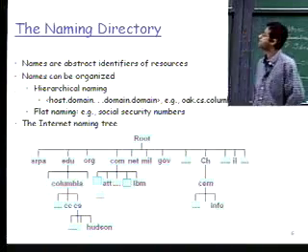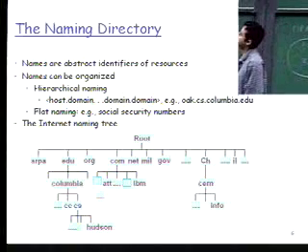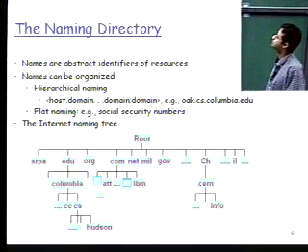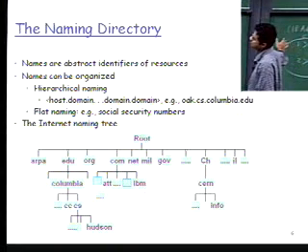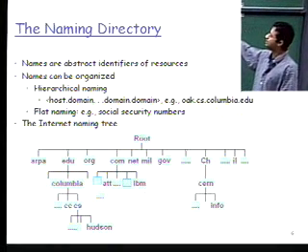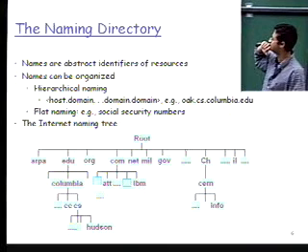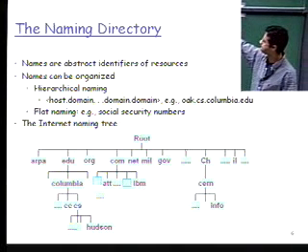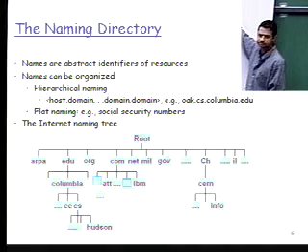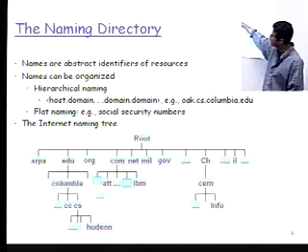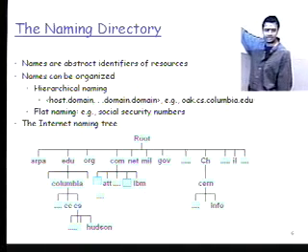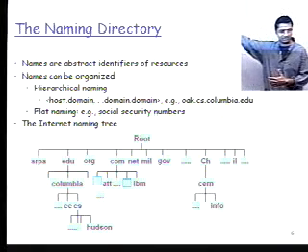So the naming directory: names are identifiers of resources or nodes, and the way these names are organized, it's hierarchical. So again, I said you have a top level domain. In Columbia's case, our top level domain is edu. So all the children of edu are various universities in the US.